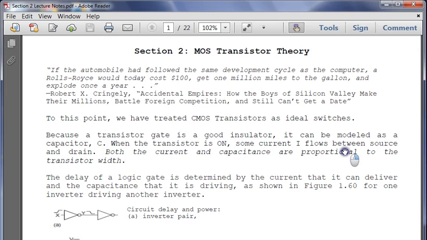All right, so I wanted to start today with just a little quote, since we're going to start talking about feature sizes and what happens in the transistor, both ideal and non-ideal, in this section. If the automobile had followed the same development cycle as the computer, a Rolls-Royce today would cost $100, get 1,000,000 miles to the gallon, and explode once a year.